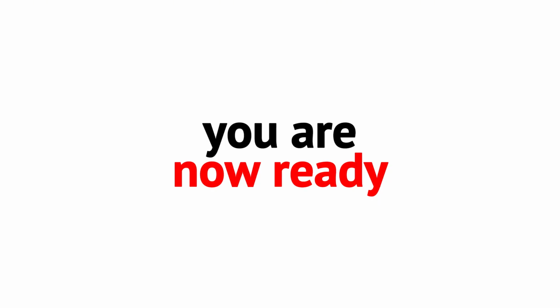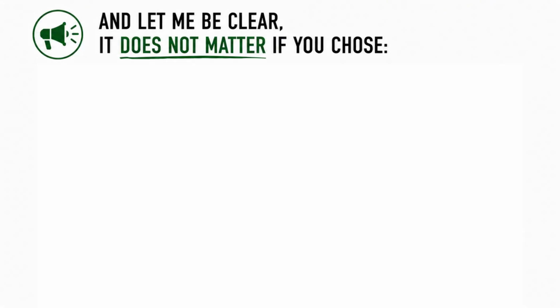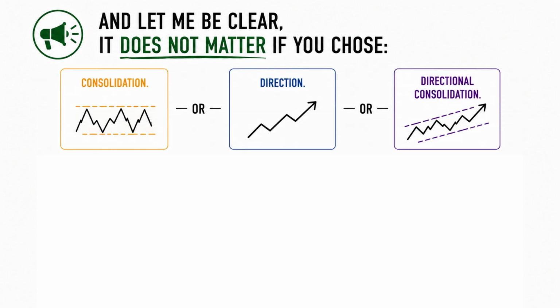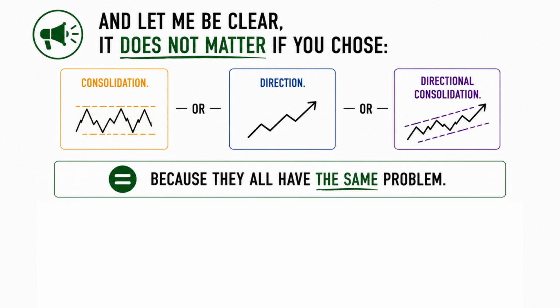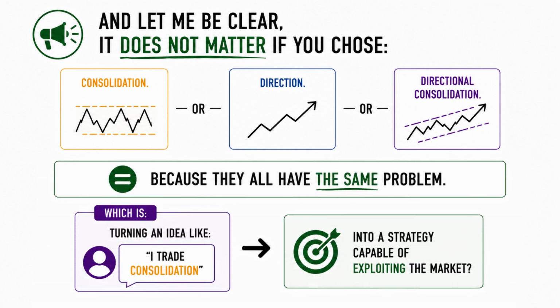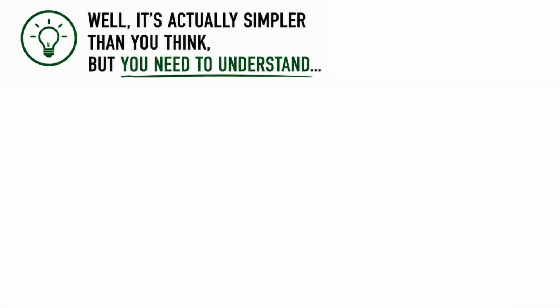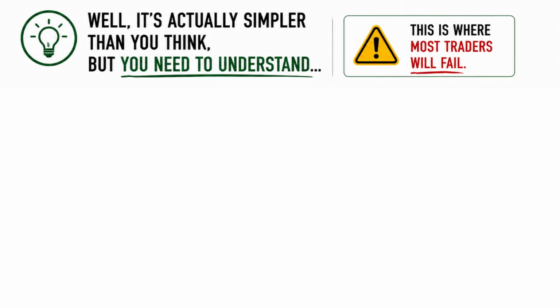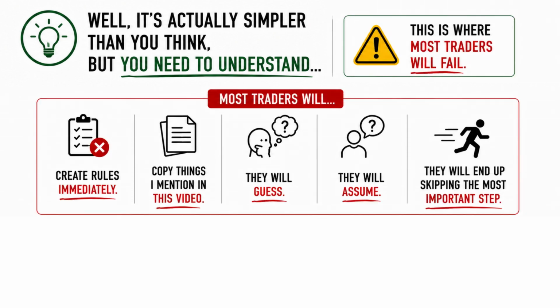Now that you have chosen your price action, you're ready to start developing an edge. And let me be clear, it does not matter if you chose consolidation, direction, or directional consolidation, because they all have the same problem, which is turning an idea like I trade consolidation into a strategy capable of exploiting the market. You see, it's actually simpler than you think, but you need to understand that this is where most traders will fail. They will create rules immediately.